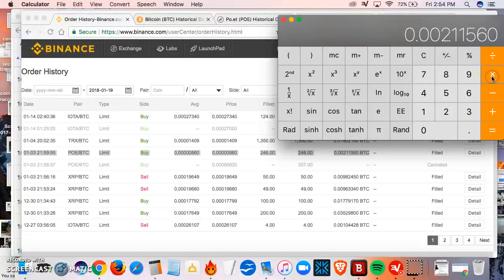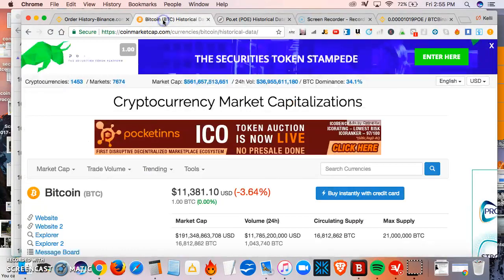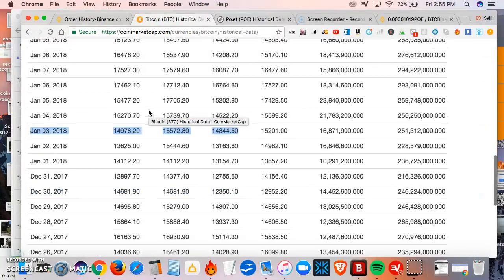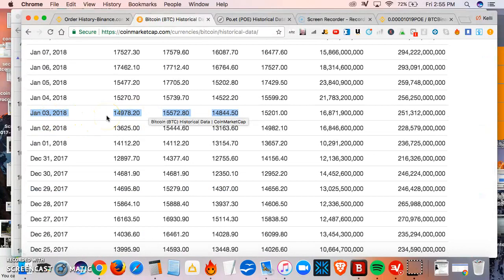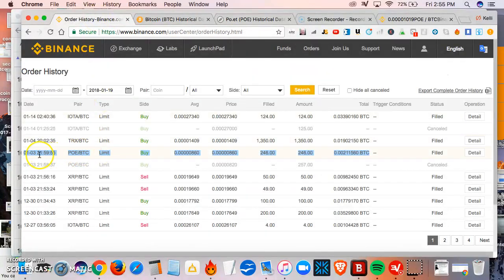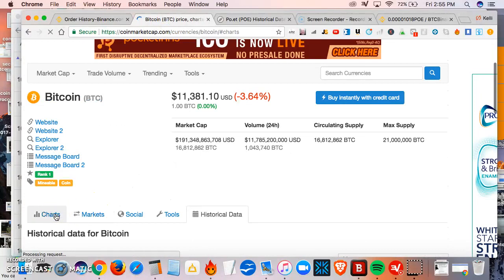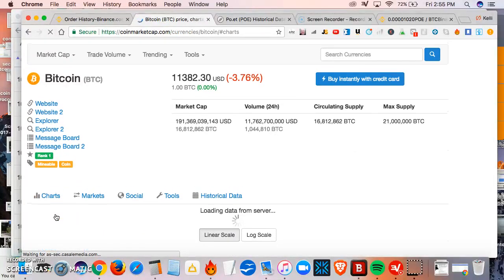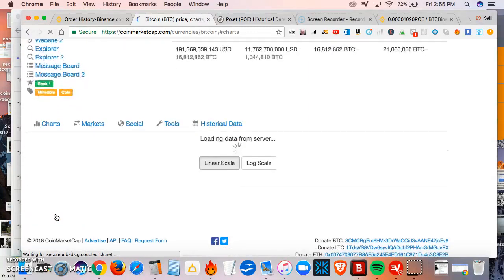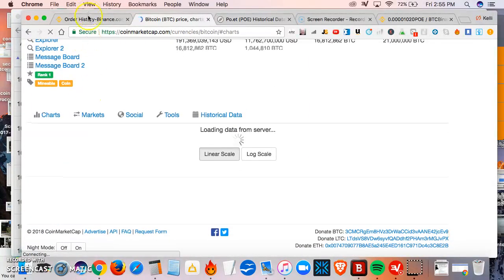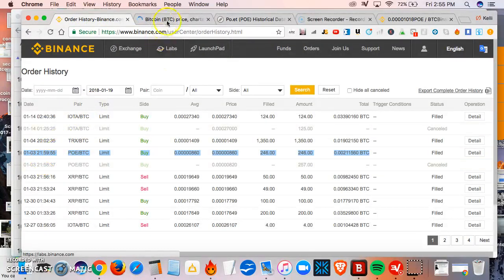0.00211560 times. Now we have to figure out how much Bitcoin was at this price. So we need to look at January 3rd. And I go to Bitcoin. And I'm going to go to January 3rd. Now, I can be really specific and figure out what this time is and look on the chart and try to find it on this chart. I can try to do that and try to isolate the exact time. Wait for this to come up. Let's see, while it's coming up, it was 21:59.